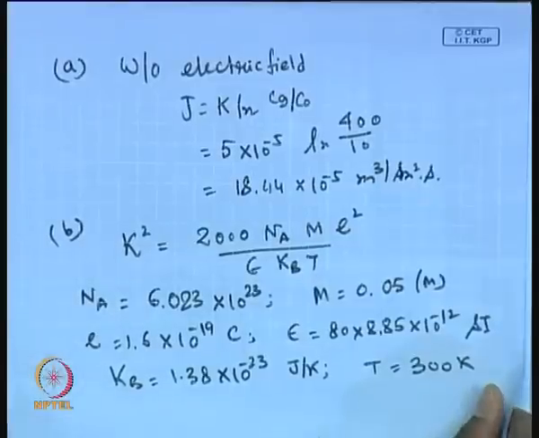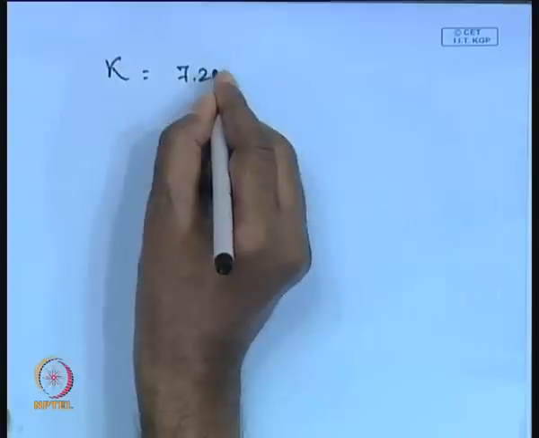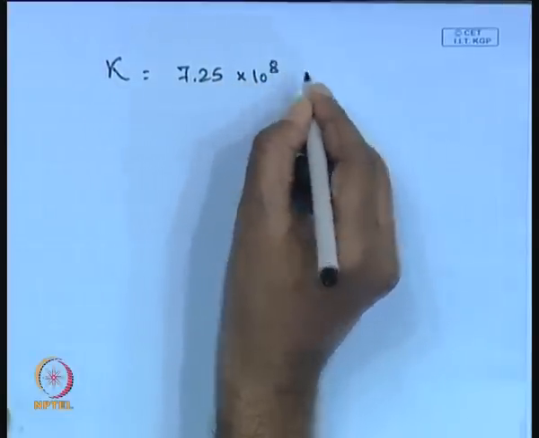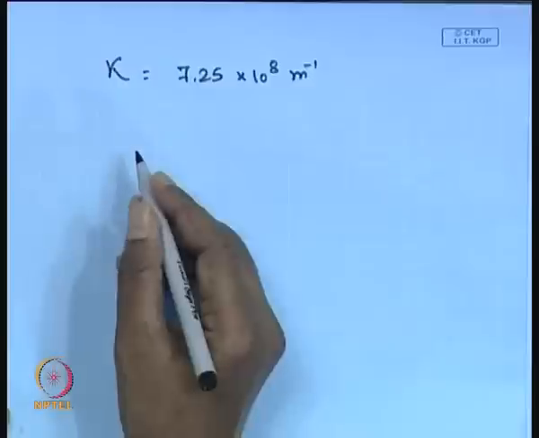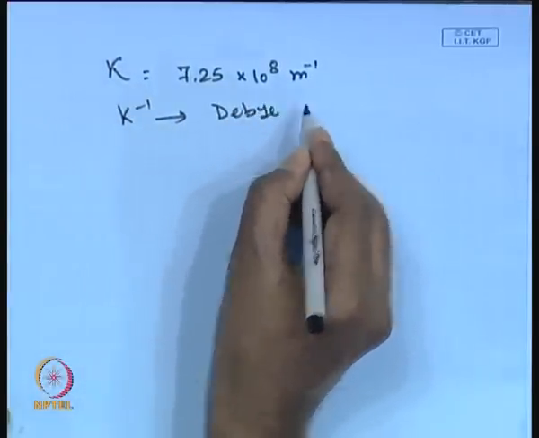Now, if you put all these values in the formula of kappa square and then calculate kappa, it turns out to be 7.25 into 10 to the power 8 meter inverse. So, kappa inverse will give you the value of d by length.